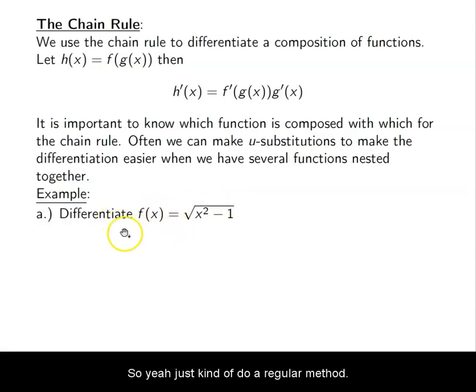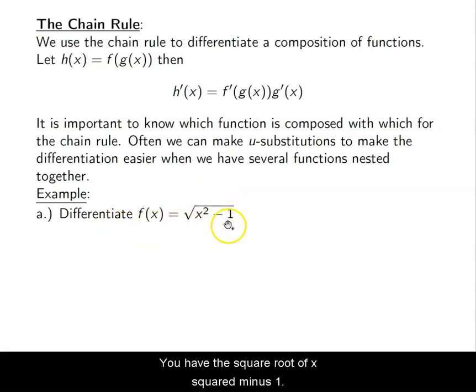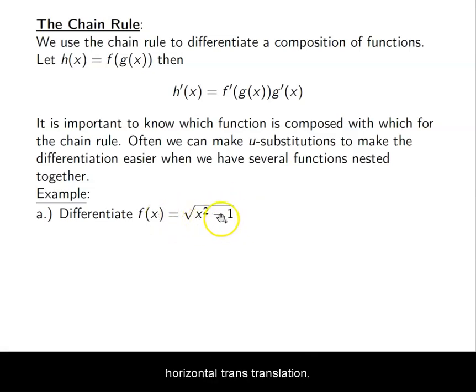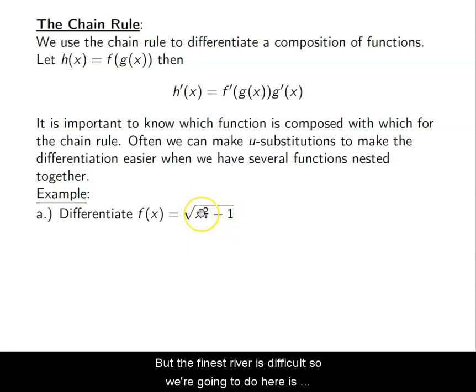So here I'll just kind of do a regular method. Here we have the square root of x squared minus 1. Up to this point, we didn't really have the tools available to differentiate something like this. Now, it's not a super difficult function to look at. We know how to graph this. It's the square root of a function shifted, right? We have a horizontal translation. But to find its derivative is difficult.